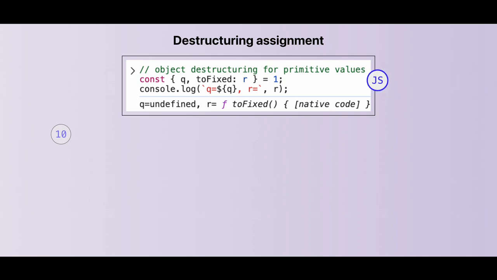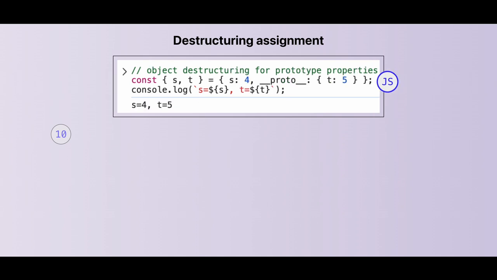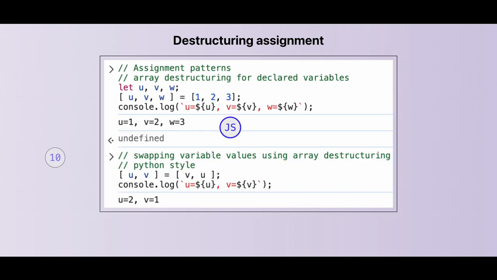Here, number 1 is converted to number object, then its toFixed property is accessed. You can also access the properties that are declared in the prototype object. Here, variable t is declared in the prototype object and it is accessible. When the variables are already declared, we can use assignment pattern. Here, the keywords let or const are not included.